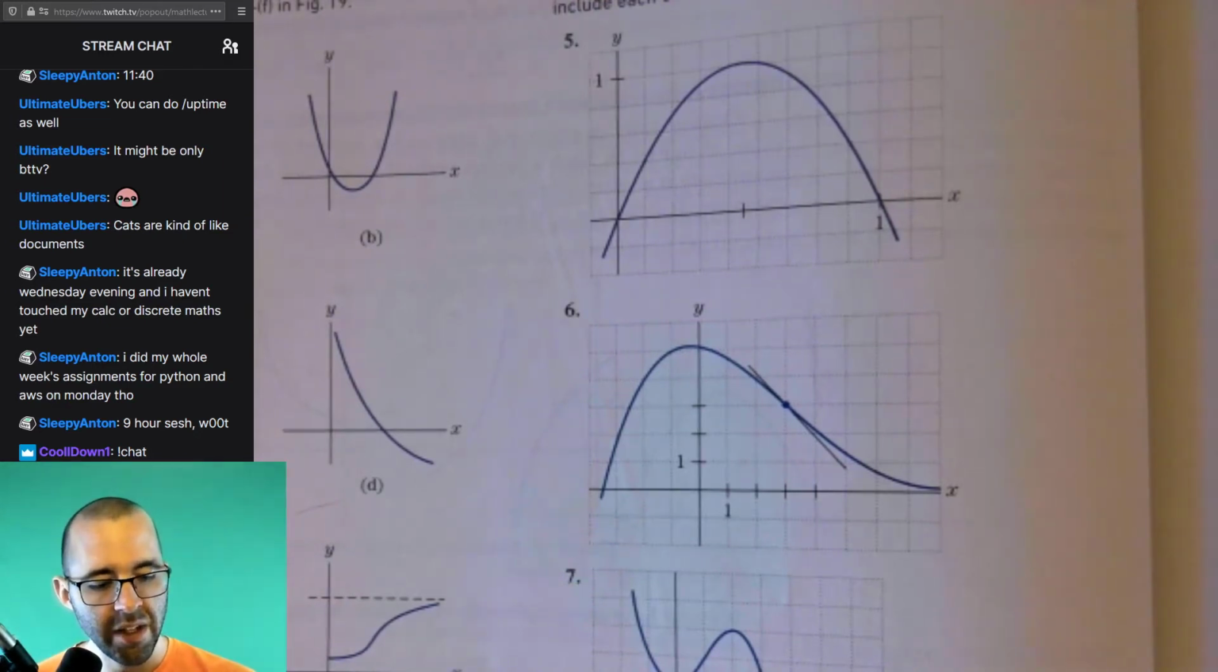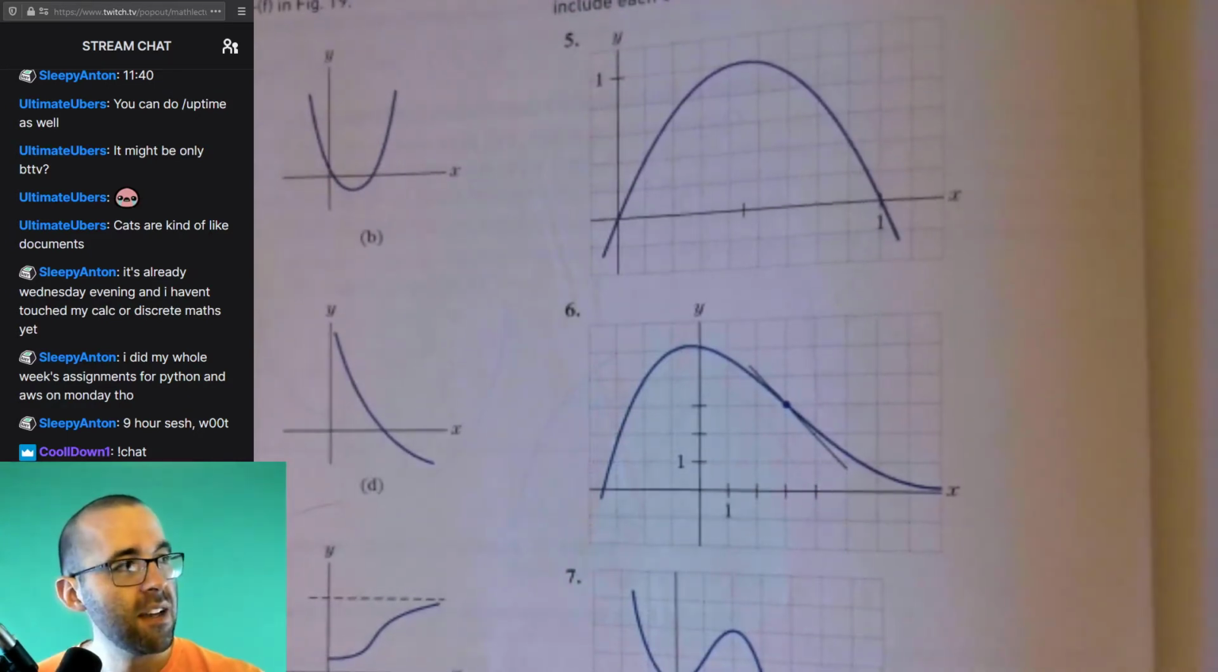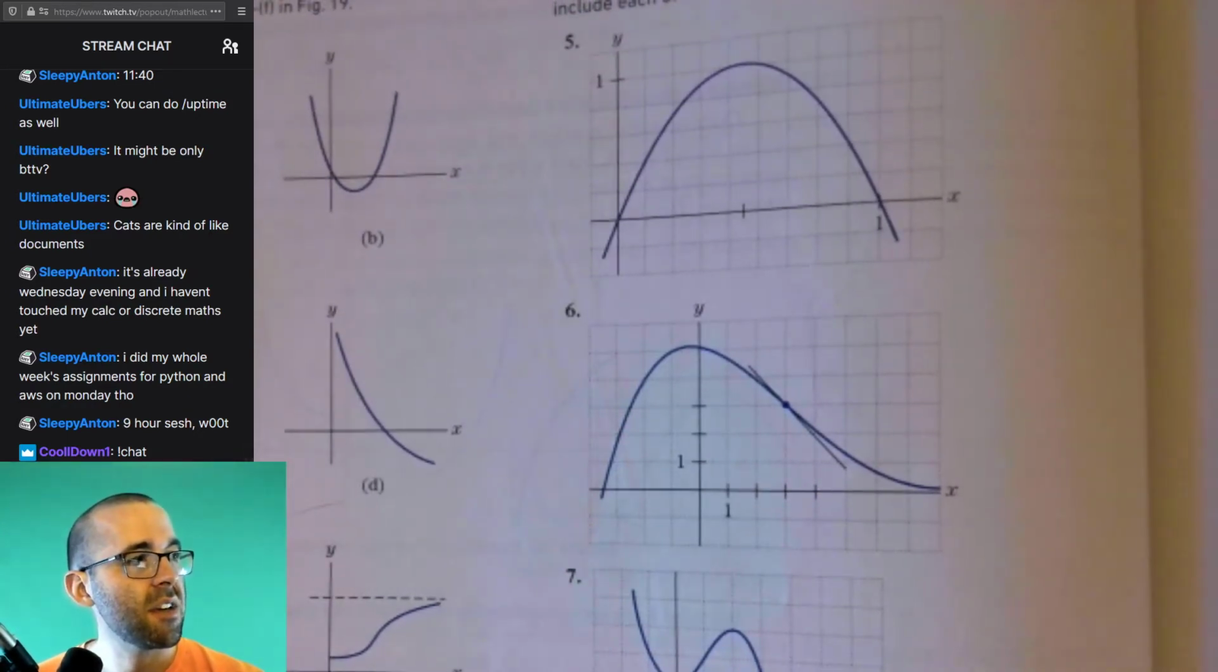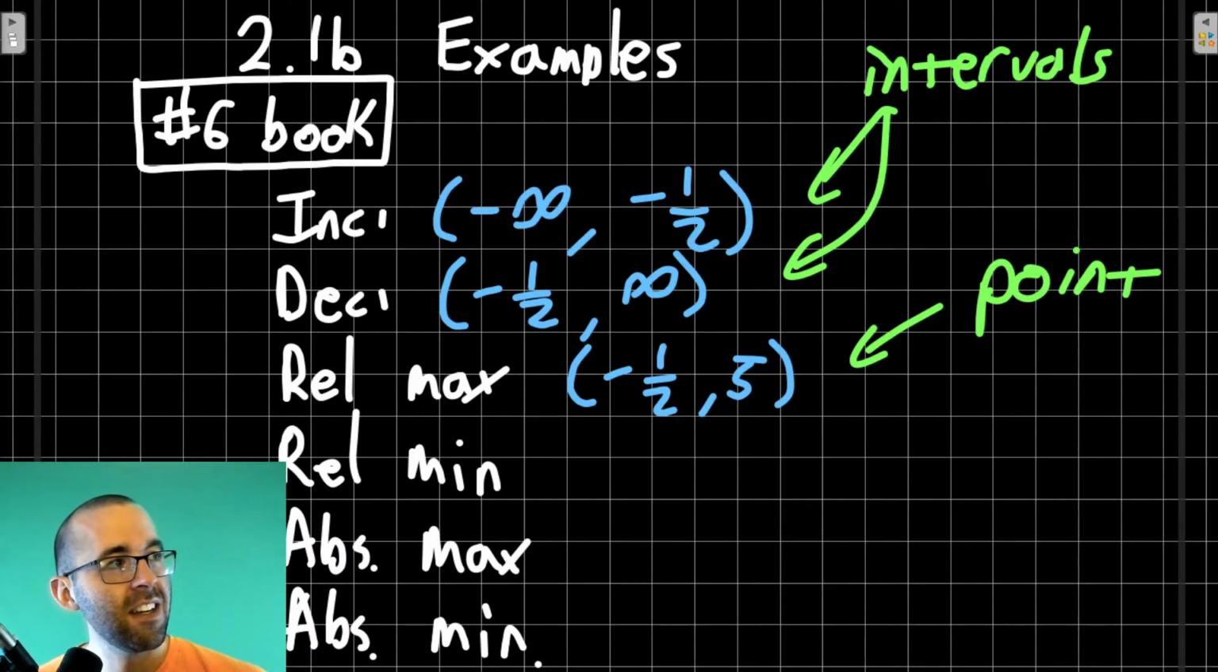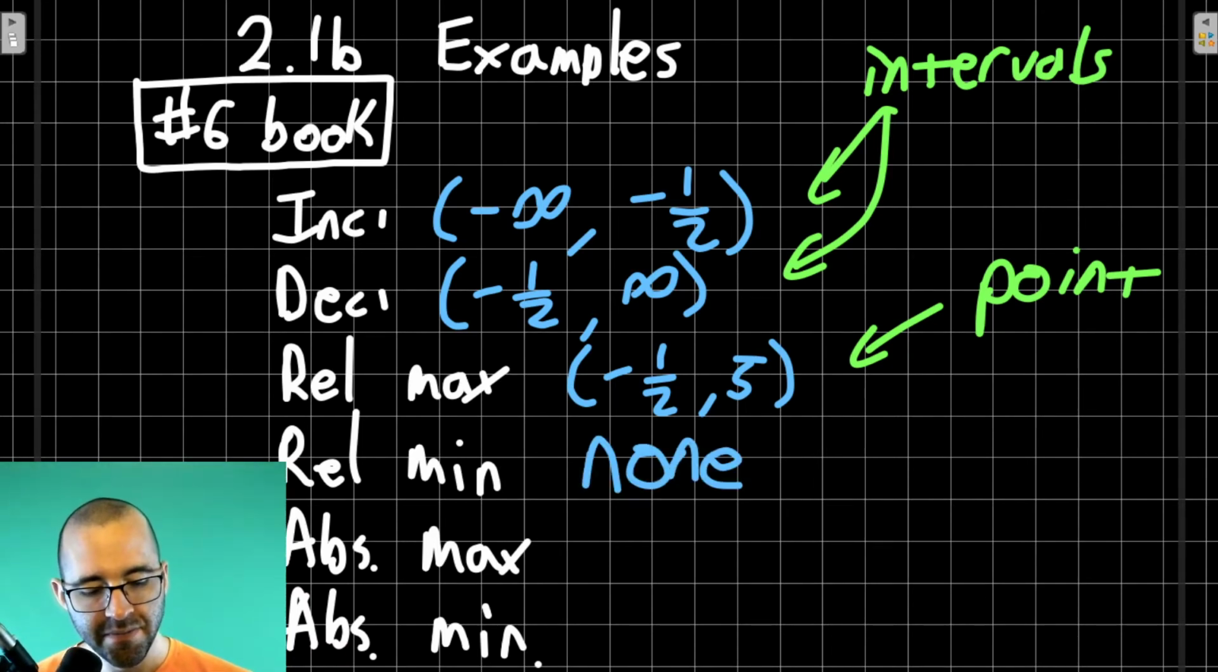And I'm showing you something that you cannot see because you are seeing the textbook. I clicked the wrong thing. You could see the chat though, from where I'm recording this video. So again, these first two are intervals and this last one is a point. So be very careful of that. Again, there are no relative minimums.